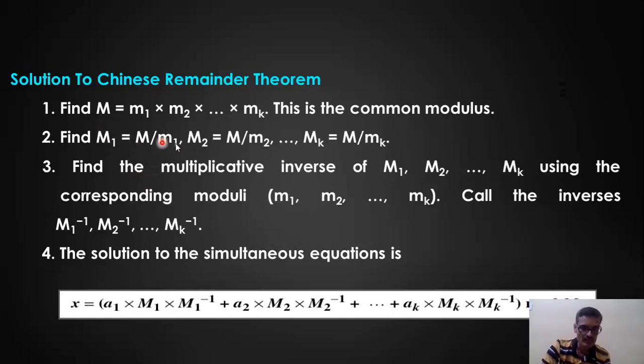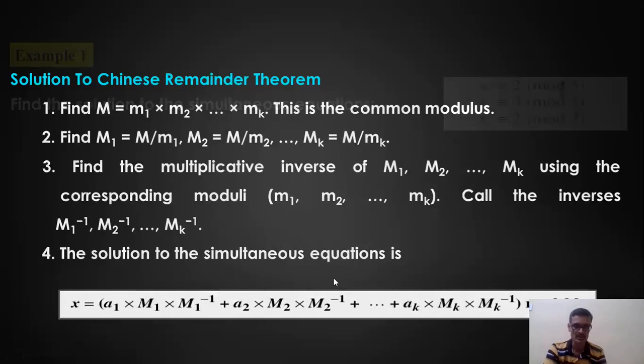Then we have to find M1, M2 and M3 by dividing M by the small m1, m2, m3. Then next we have to find the inverses of those M1, M2, M3 as we did earlier, and you have to solve this particular equation for x. The same equation which we used earlier, the same CRT method. Now what is that capital M? That is very important. Now we'll go to the example.